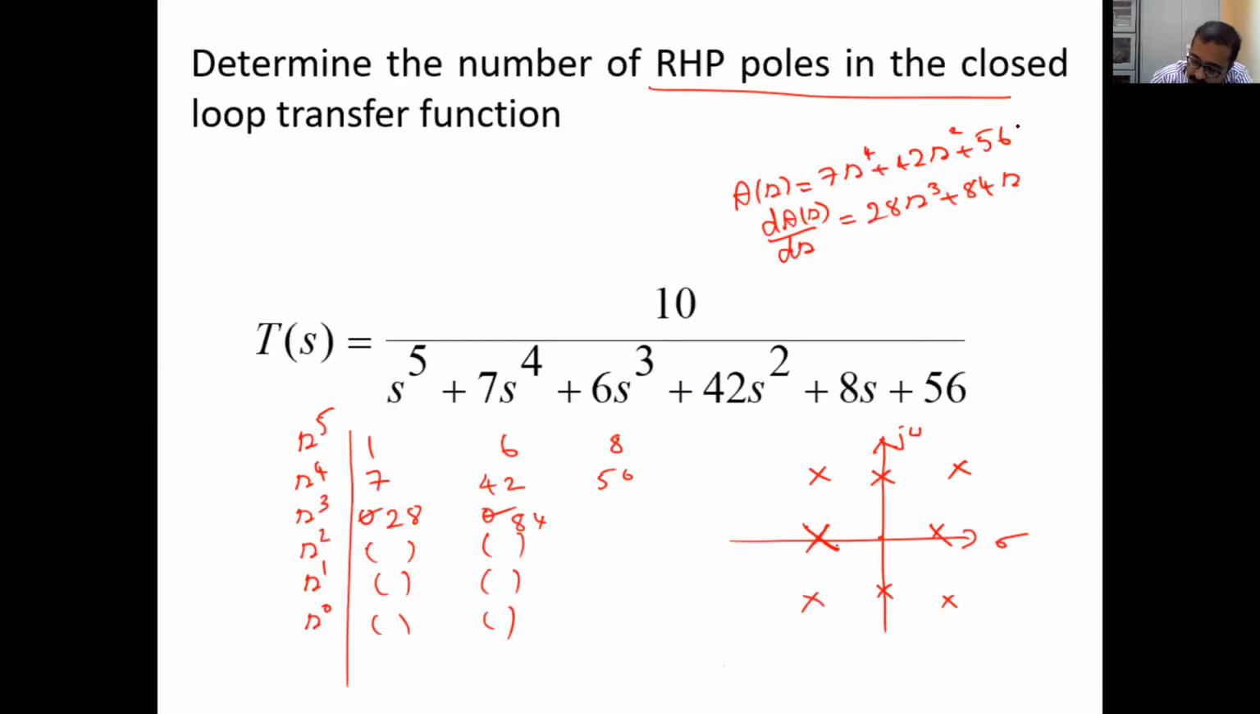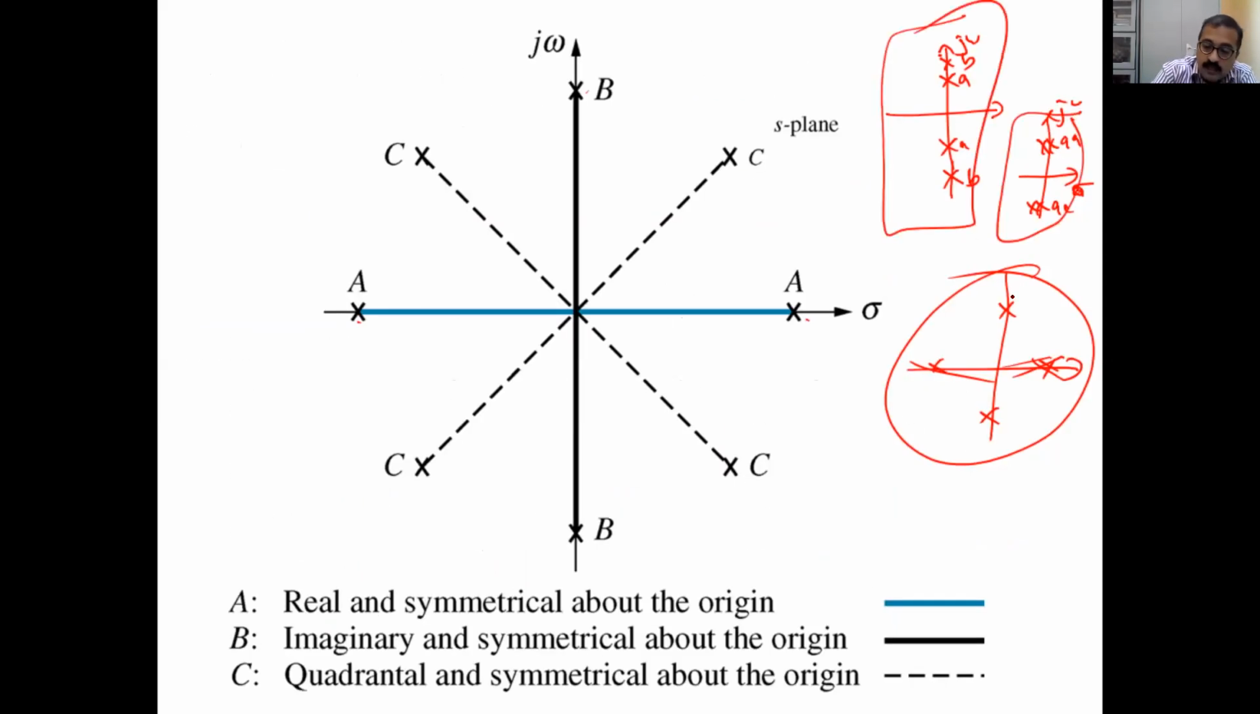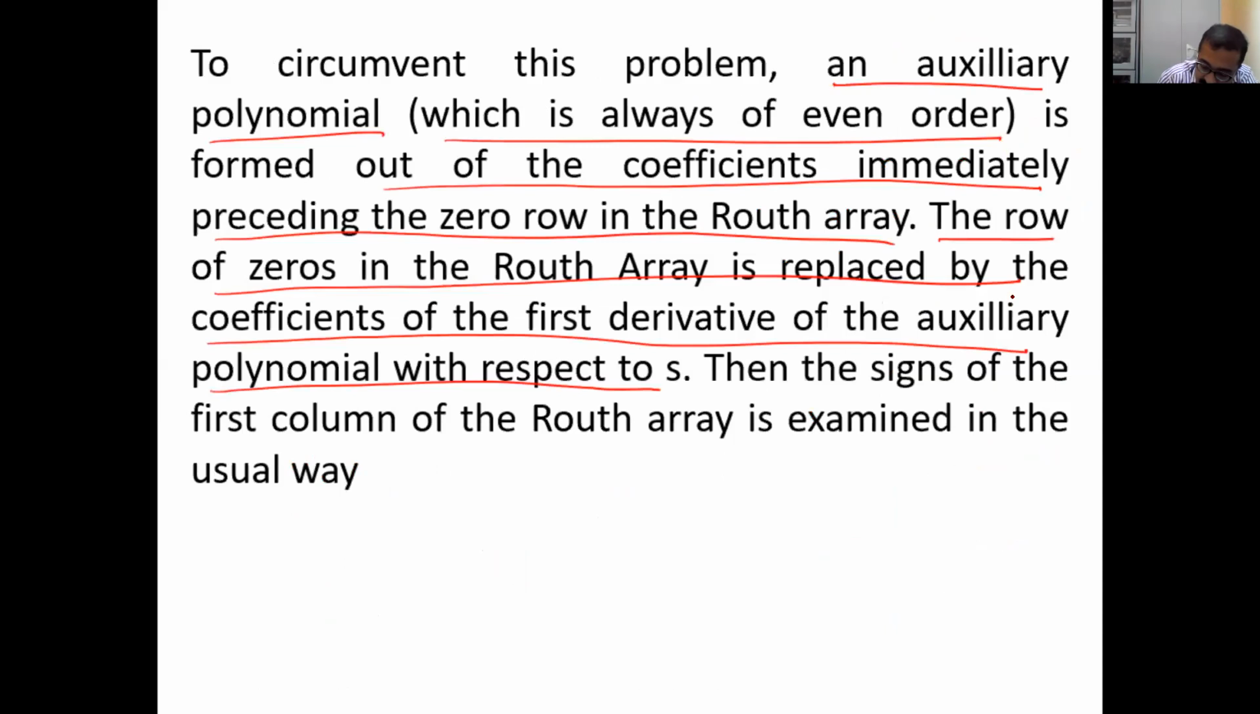How will you solve this? You put s square equal to x. So what will be your auxiliary equation? 7x square plus 42x plus 56 equal to 0. Okay. So x value you will get, from which you can find the values for s. Okay. So you will see that in this particular example, this is the case. There are 4 roots like this.